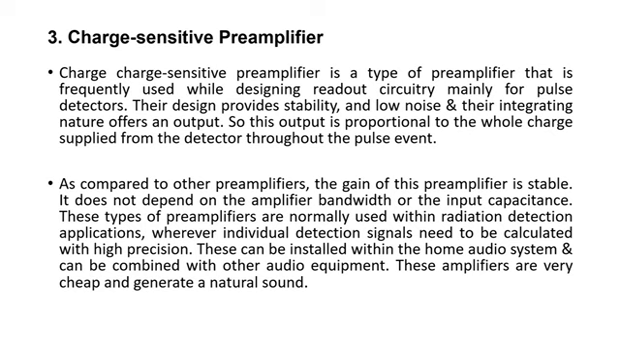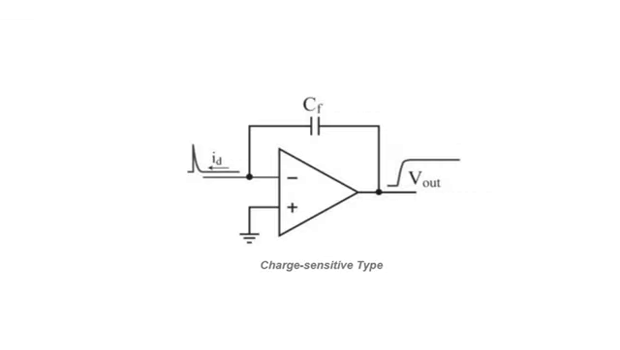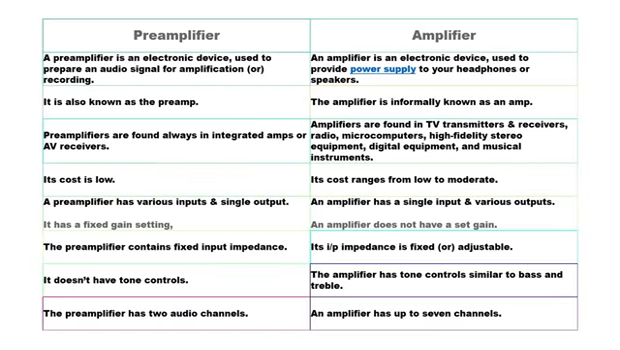This can also be installed within home audio systems and combined with audio equipment. It is very cheap and can generate a natural sound effect. This is the charge sensitive type. You can see that the current pulse we have given, and feedback is going to be the capacitance. How this current pulse is going to charge the capacitance, and what is the output I'm getting? Current is the input, and the output is going to be found in terms of voltage.